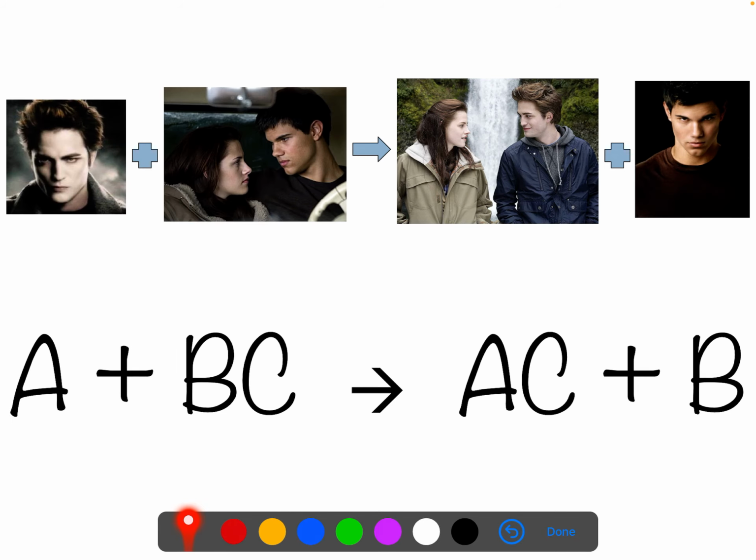And my single replacement reaction example is a classic from the movie or the book's Twilight. They kind of switched people here.